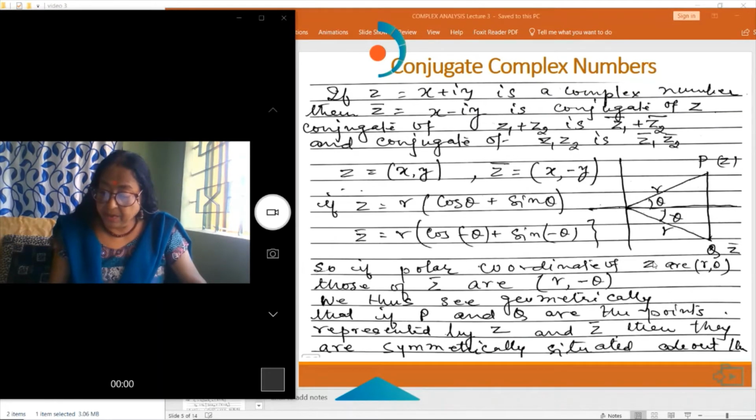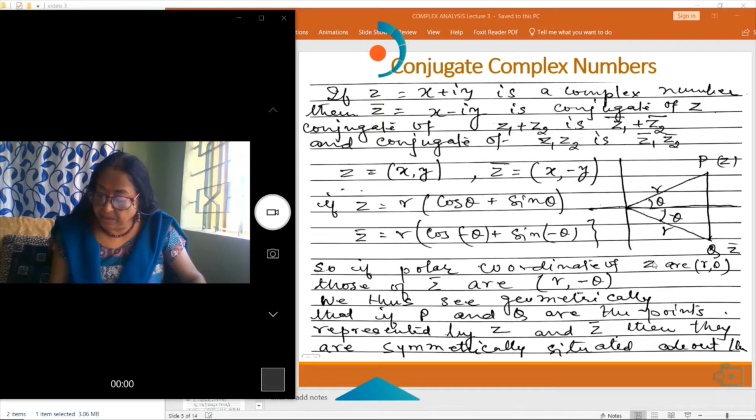Now, how to represent a conjugate complex number? If z is equal to x plus iy is a complex number, then z bar is equal to x minus iy, which is called the conjugate of z. The conjugate of z1 plus z2 is z1 bar plus z2 bar, and the conjugate of z1 z2 is z1 bar into z2 bar.